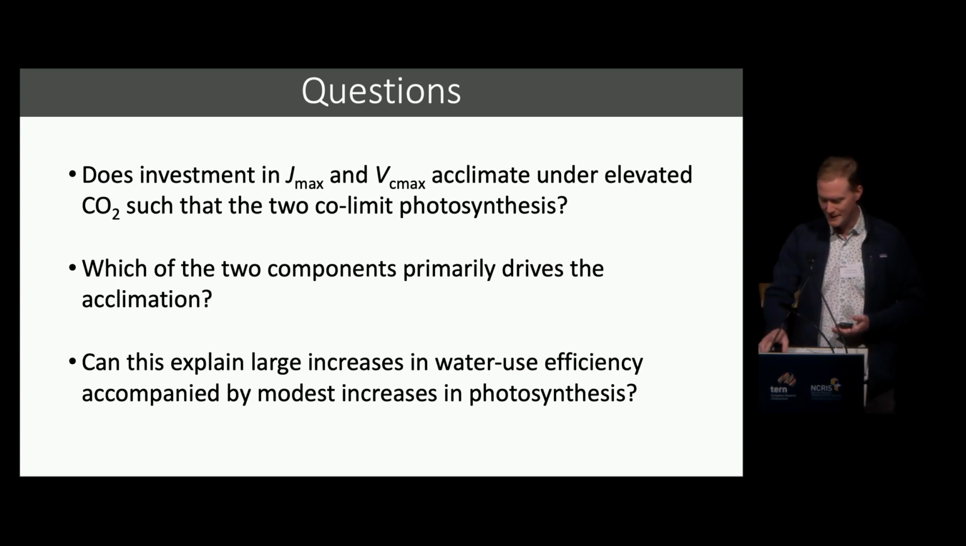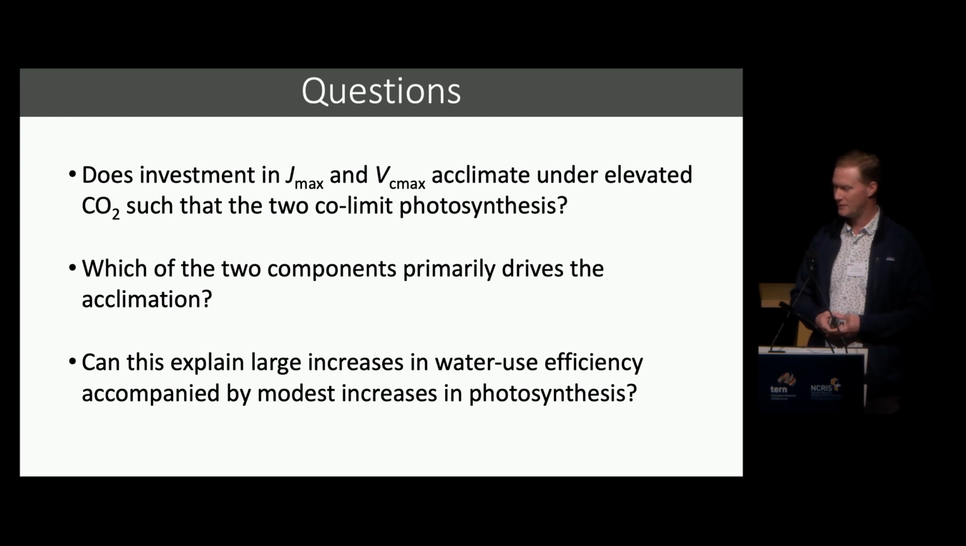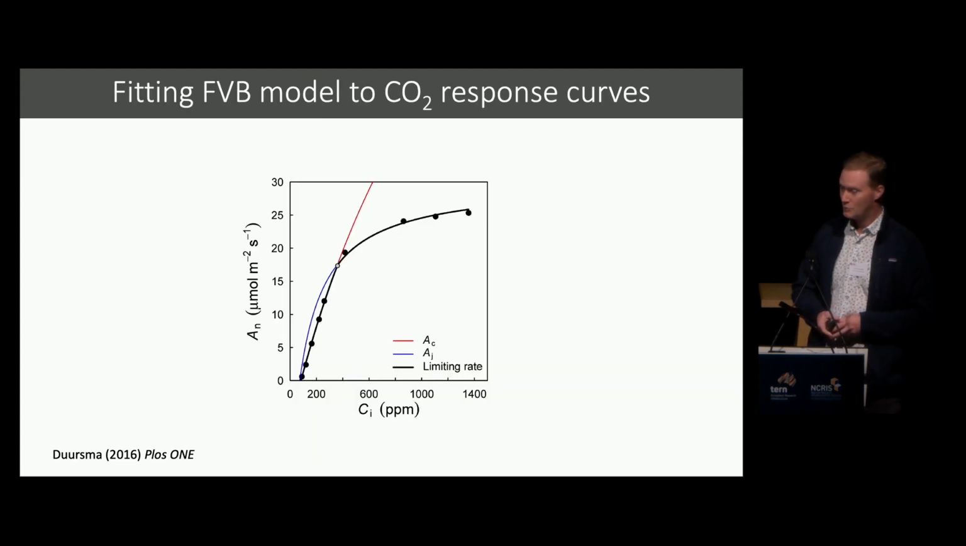Okay, so the questions then are, does investment in Jmax and Vcmax acclimate under elevated CO2? Which of the two components of the photosynthetic process get adjusted to drive that acclimation? And can understanding that give some insight into why we might see a lesser increase in photosynthesis and a same large increase in water use efficiency? We measured CO2 response curves. We used this nice R package from Remko Duursma to fit the model to the curves.